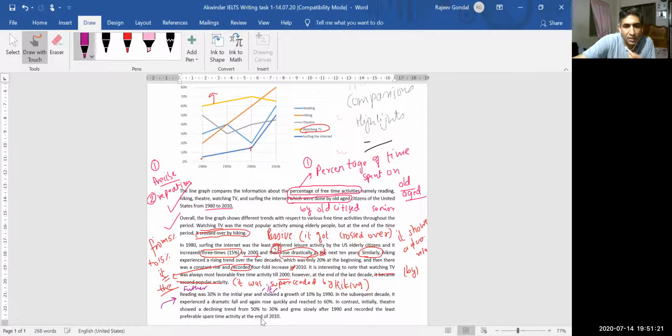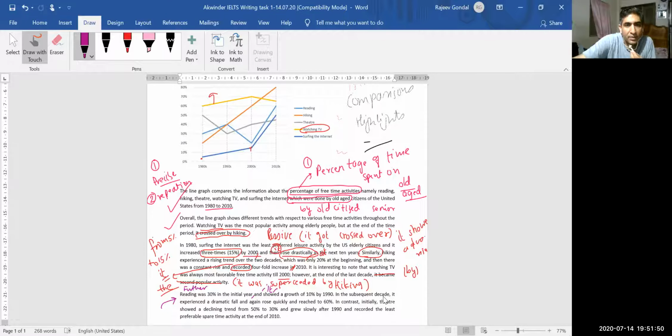You keep dropping the word "it", so you have to make sure that you use this pronoun again to connect and tell about it, and put a comma before this. Reading was 30% in the initial year, comma, and it showed a growth of 10% by 1990. Growth of 10%.